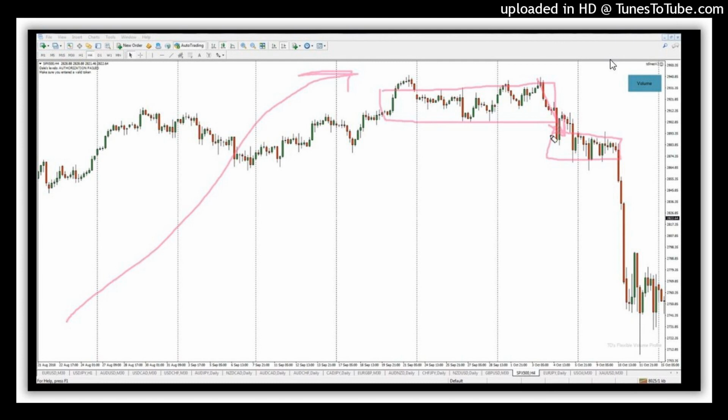Let's have a look at the chart. For this demonstration, I chose the Standard & Poor's index, and I chose the 4-hour chart. It doesn't really matter which trading instrument you choose or which time frame you choose. The logic and the patterns are always the same. Alright, so let's get to it. Let's start, for example, in here.